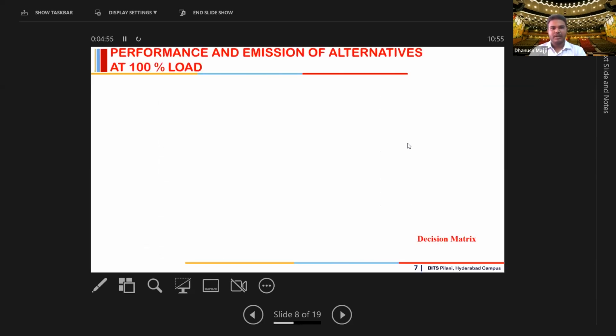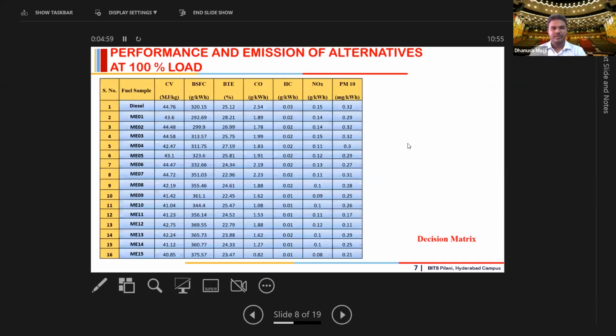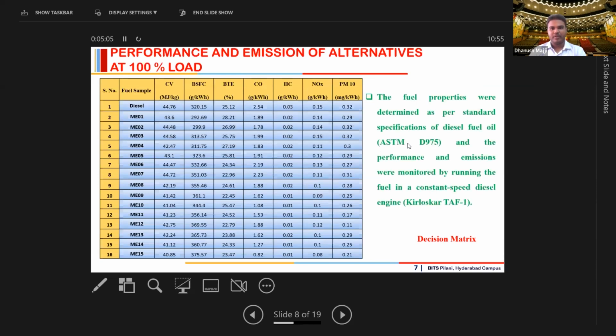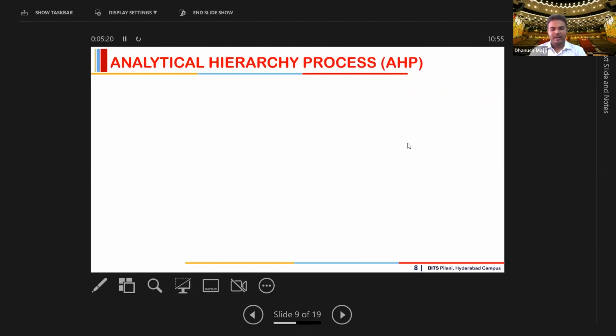Now let us look at the performance and emissions of alternatives at 100% load. This is the decision matrix which is used for our project. The fuel properties were determined as per standard specifications of diesel fuel oil, and the performance and emission were monitored by running the fuel in a constant speed diesel engine. Now let us have a detailed discussion on the MCDM techniques which I used.